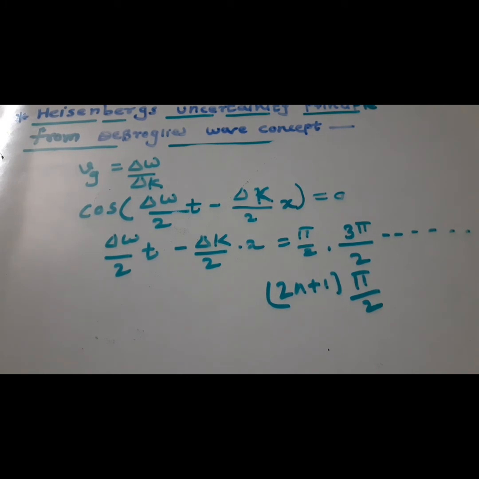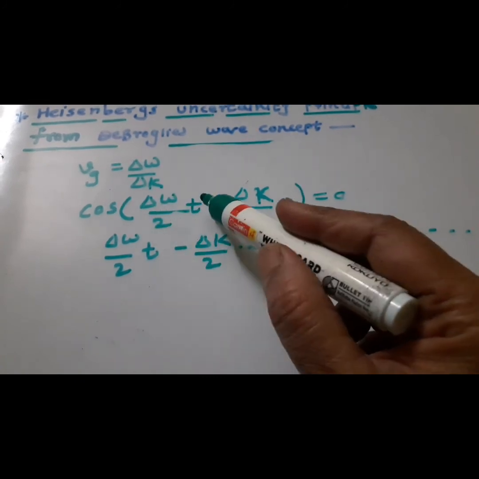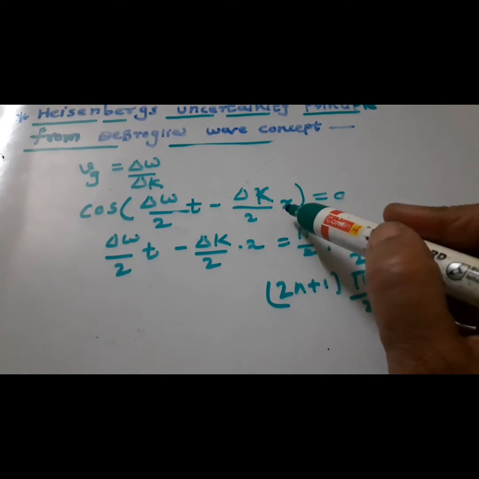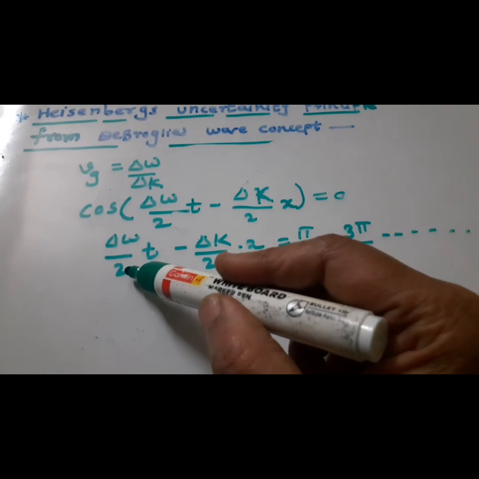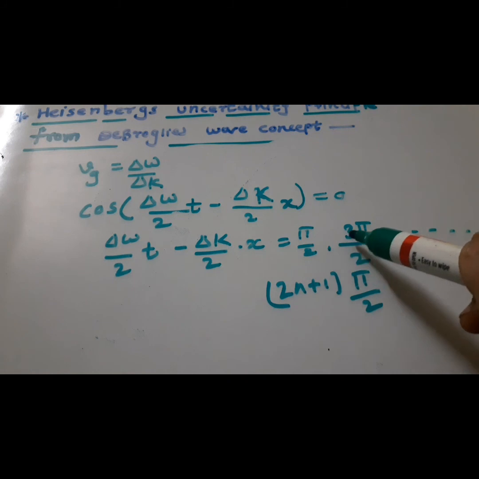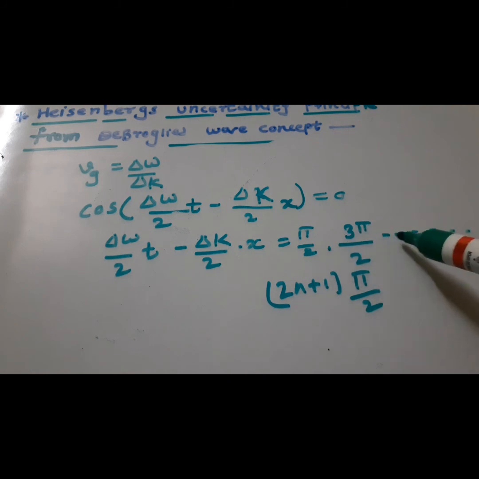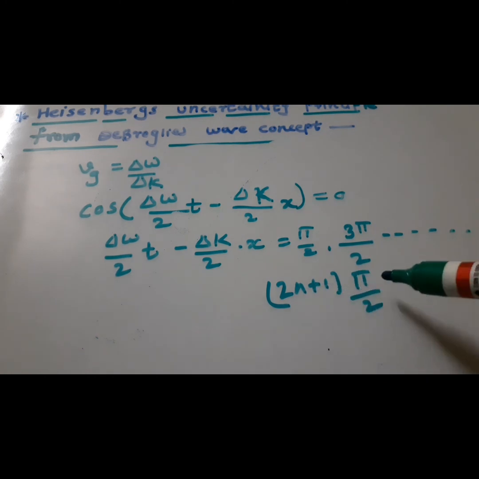Here what I have told you, the fundamental error in the measurement of the position of the particle is equal to the distance between the two consecutive nodes. So the condition is what? Cos of delta omega divided by 2 into t minus delta k divided by 2 into x is equal to 0. Therefore, delta omega by 2 into t minus delta k by 2 into x is equal to pi by 2, 3 pi by 2, ... 2n plus 1 pi by 2.